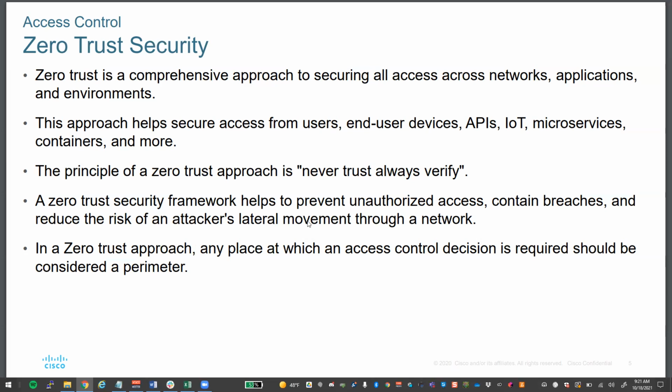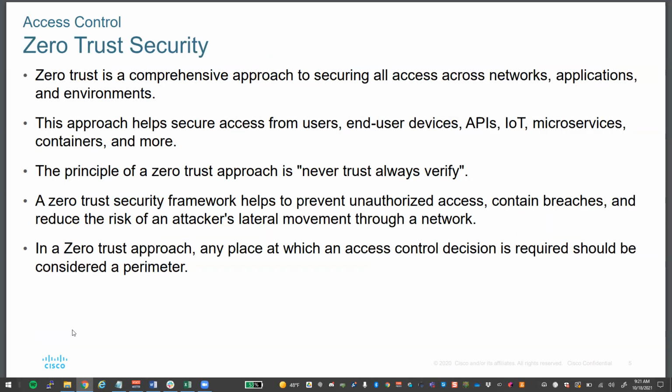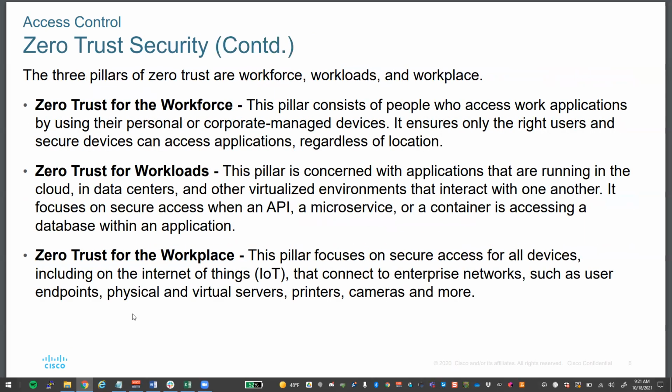It's great, but it also means that you have to balance it back here against availability, so that you don't take down a bunch of users while you're setting it up. So there are three pillars of zero trust. For the workforce itself, these are the people who work with the work applications on their personal or corporate managed devices.